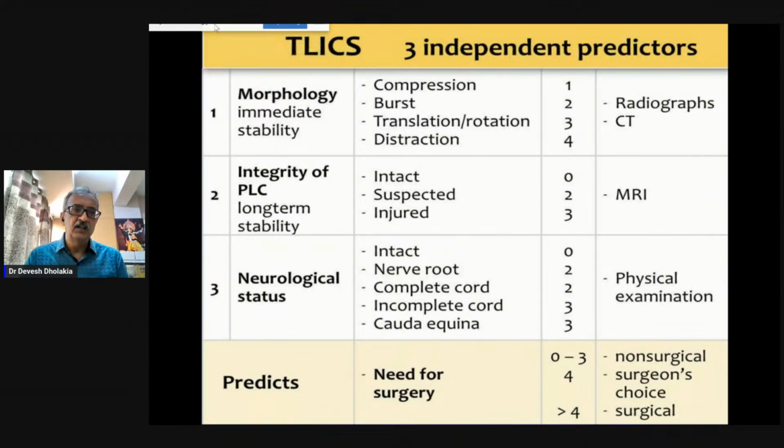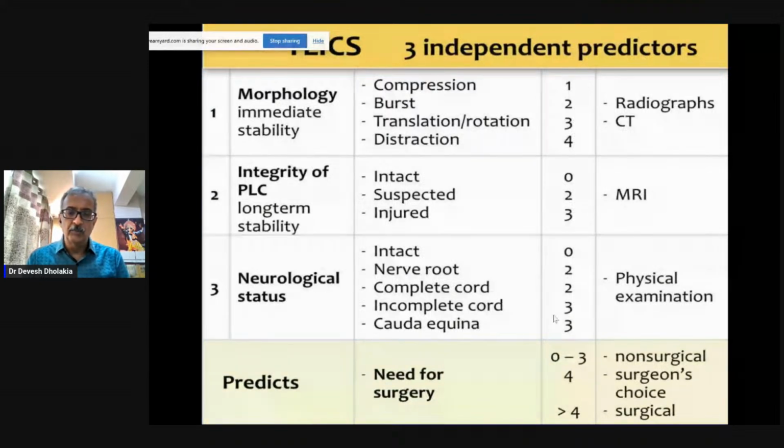TLICS classification. Only three things have to be looked for: the type of injury, that is morphology, that is compression, burst, translation, or distraction. Integrity of the posterior ligamentous complex, whether it's intact, suspected injury, or completely injured, which can be detected on MRI. Or neurological status, whether it's intact, nerve root injury, complete cord injury, incomplete, and cauda equina. Accordingly, these numbers are given. And you total up all these numbers and you will have a score.